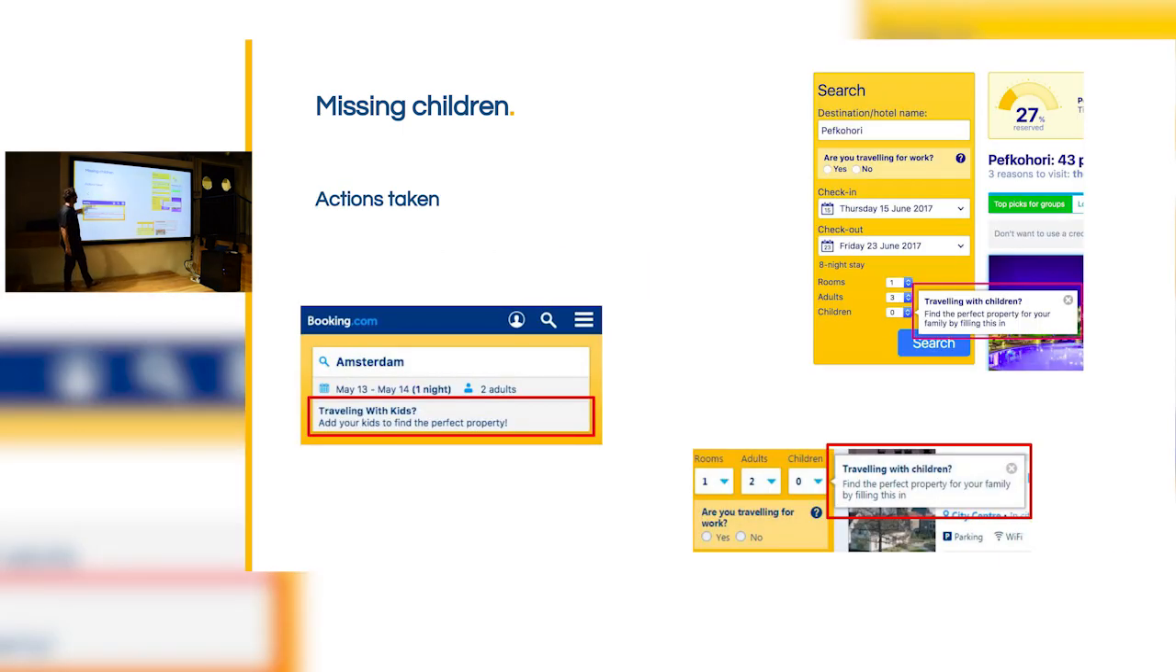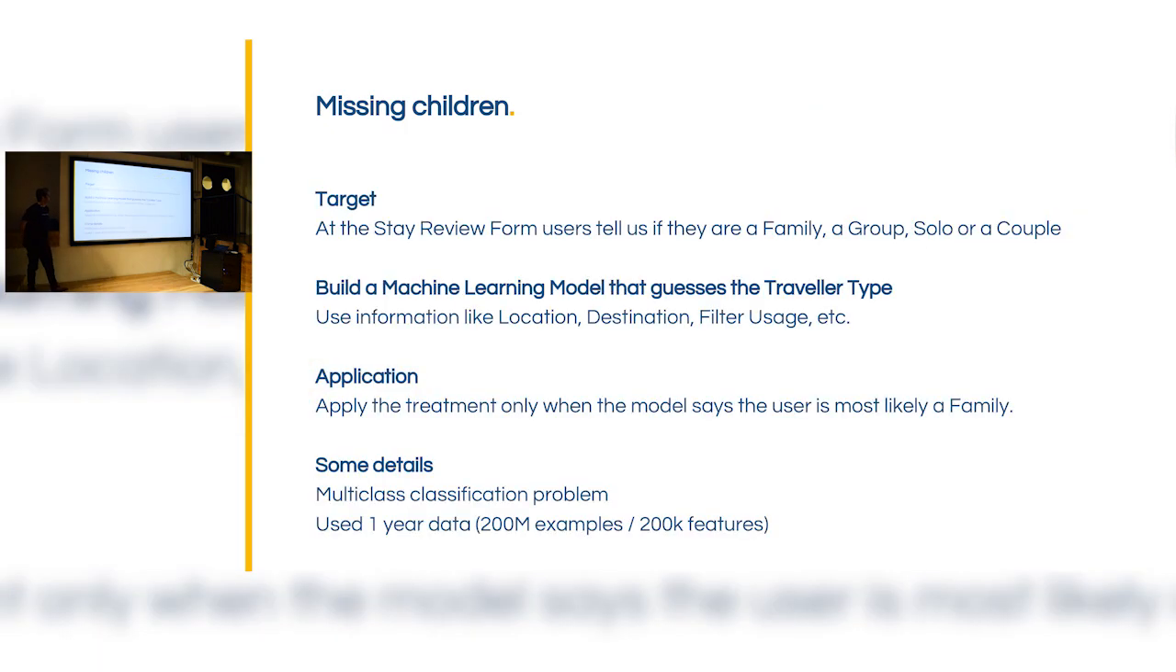Right, so what are the actions taken? If we think it's very likely for a customer to be with children, we just remind them, like, hey, aren't you forgetting something? So this is on mobile. Different parts of the website have different kinds of reminders, but that's the idea.